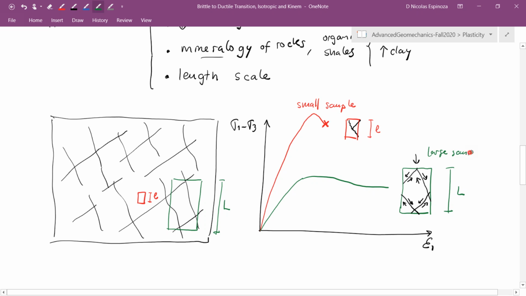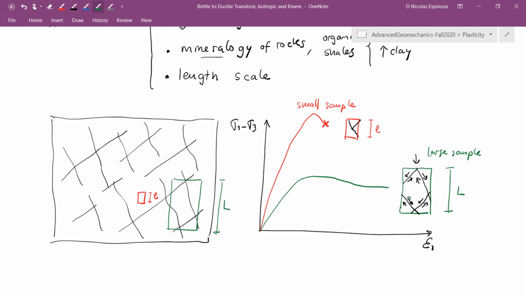And the same rock, sampled at different scales, including internal defects such as natural fractures, can show quite different behavior in a shear failure mode.